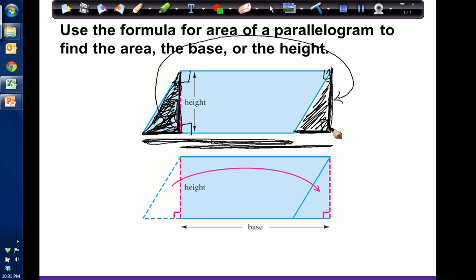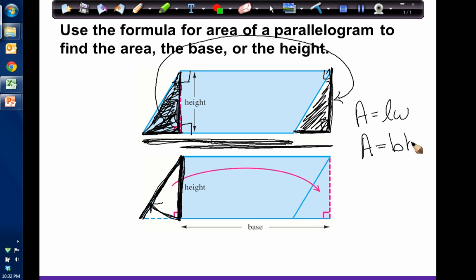But it is very important to notice that the height is not the same as the slant. The slant is the side of the parallelogram. The height is the right angle or the perpendicular height of a parallelogram. And so this height is always going to be shorter than the slant. So we have to just make sure we realize that. But that allows us to use the same formula we were using for area of a rectangle, length times width. Now we're going to say area of a parallelogram is base times height.